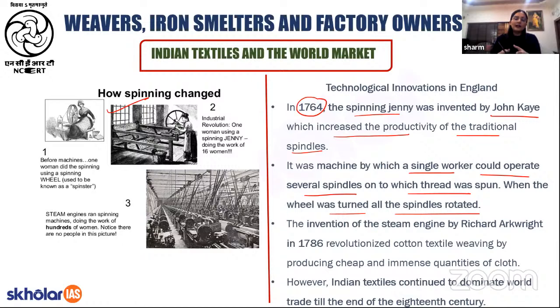However, due to the invention of the spinning jenny, on a particular machine itself, various threads could be woven, which ultimately increases the productivity, and the cloth could be made much more quickly and in a cheaper manner. Apart from the spinning jenny, students, another important technological innovation that happened in England during the late 18th century was the invention of the steam machine, and this was done by Richard Arkwright in 1786. Now, students, this particular invention revolutionized the cotton textile weaving by producing cheap and immense quantities of cloth.